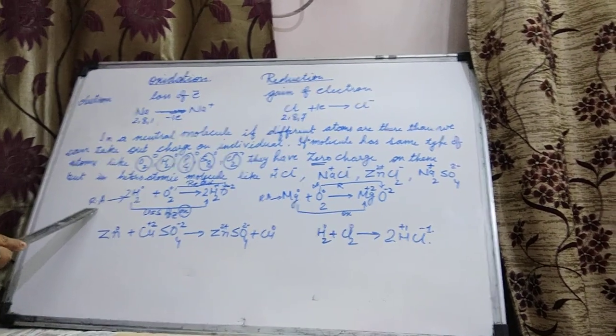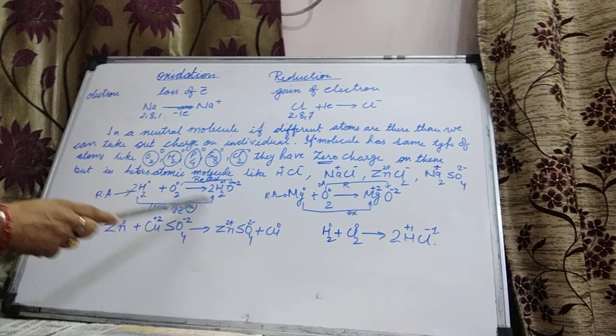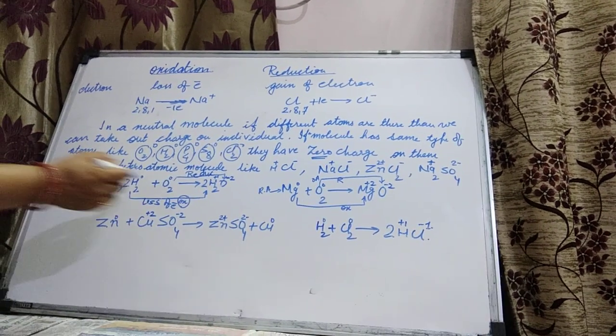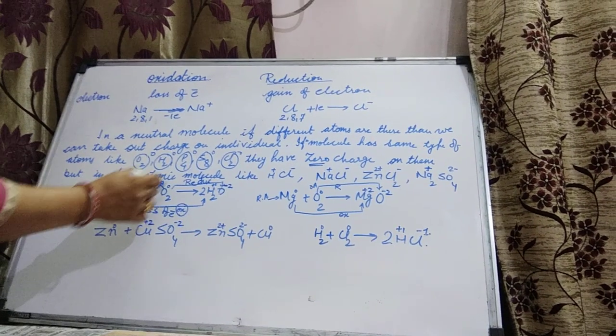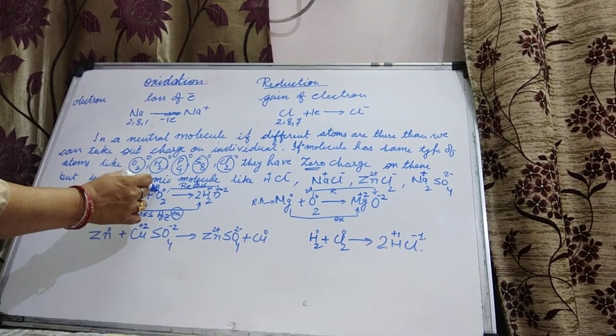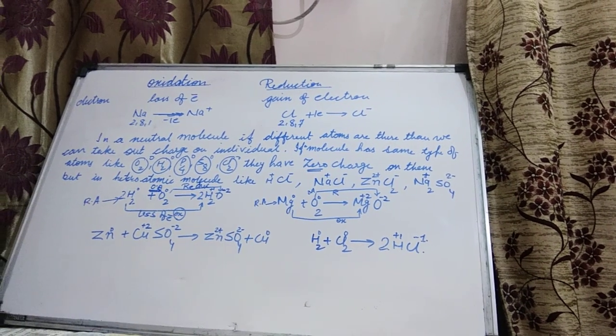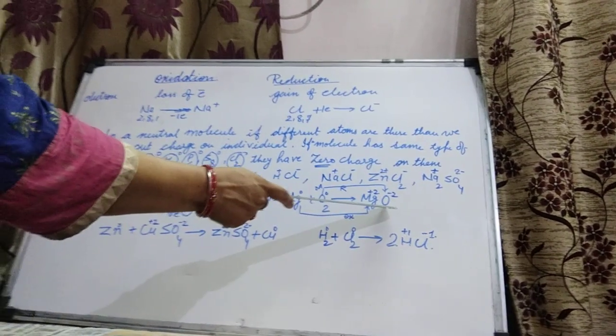And as we have studied, if H2 is undergoing oxidation, it itself will act as a reducing agent. O2 is undergoing reduction. That's why O2 will act as what? Oxidizing agent. Reduction is taking place here, so it itself will act as what? Like an oxidizing agent. Similarly, Mg plus O2 giving MgO.